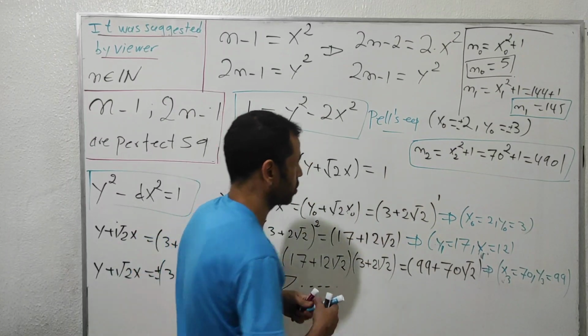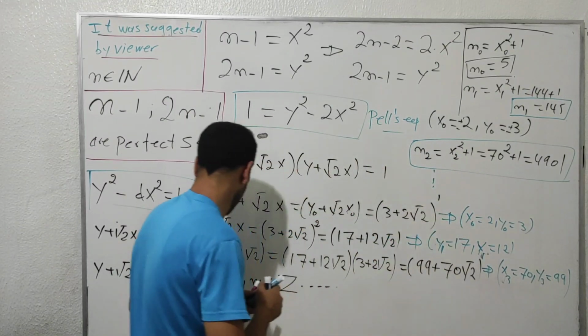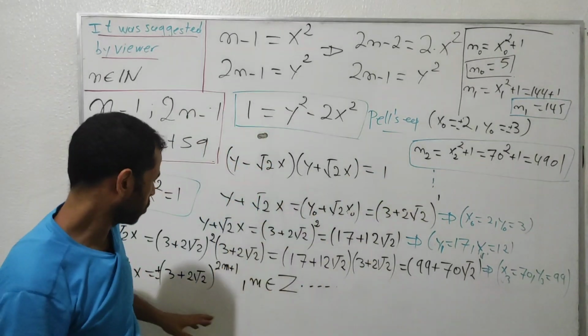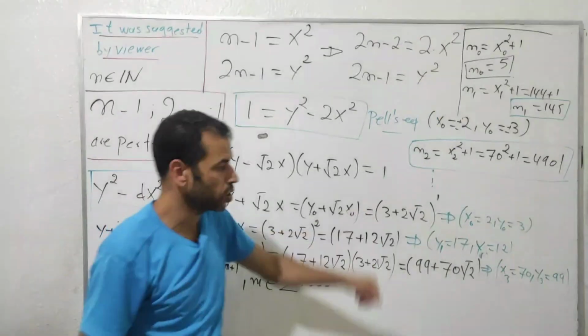So we can find other solutions just by replacing m with any value. So we will have infinitely many solutions. Just replacing m is going to give us a new solution.